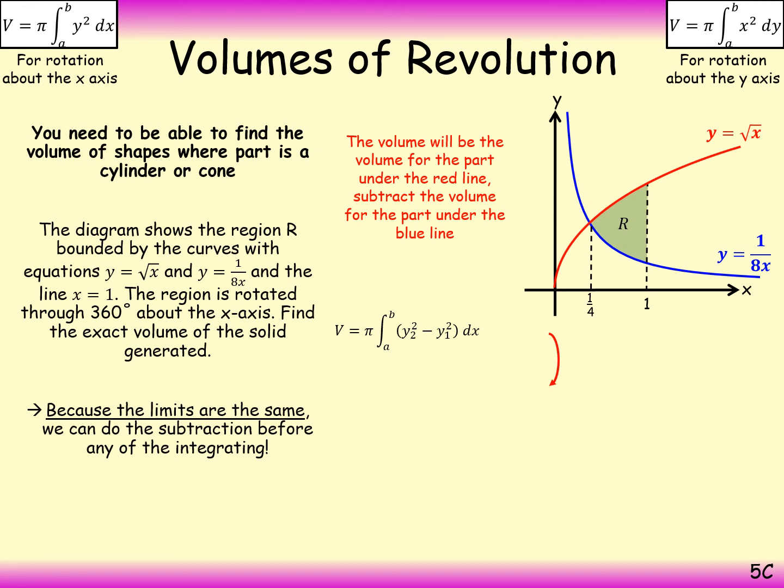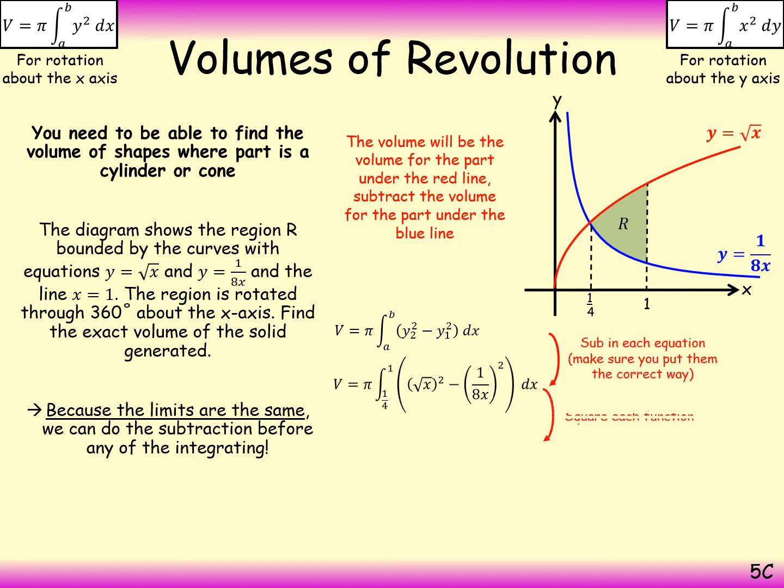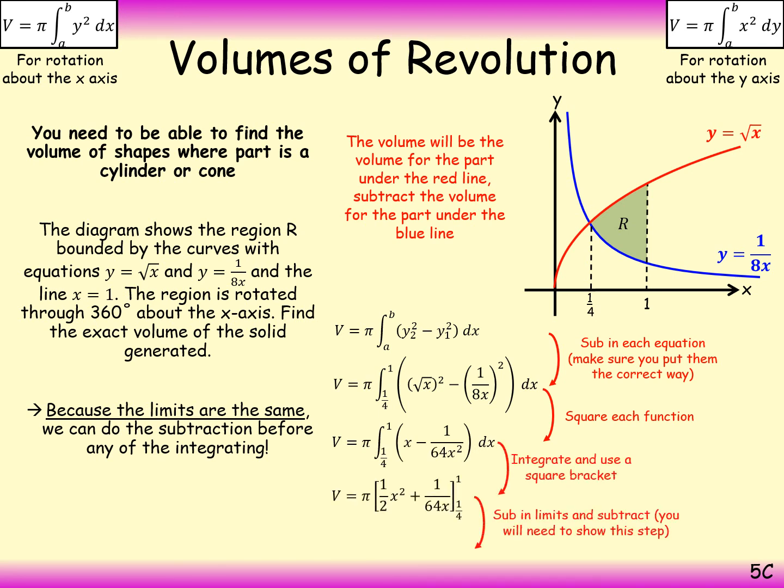Because the limits are the same, we can subtract before any integration. So you could just do y2 squared minus y1 squared, where y2 and y1 are the equations, root x and 1 over 8x. So we could square each one of these, then think about the integration, put the limits in, and this will give us the volume.